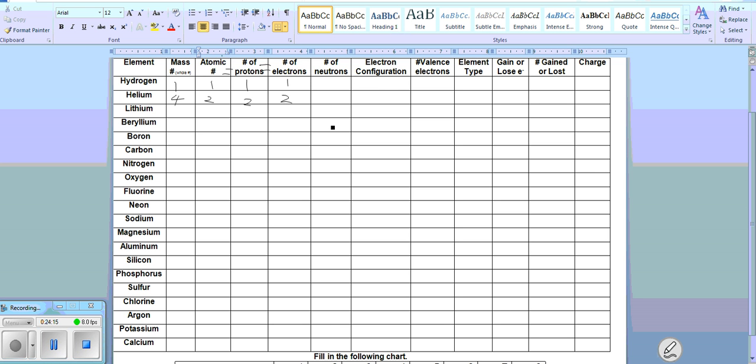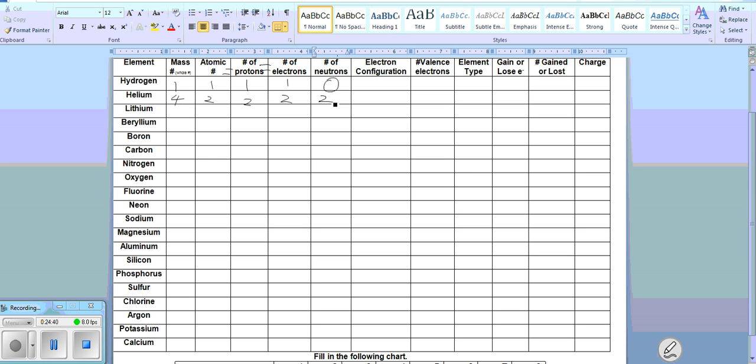So, for hydrogen, it's going to be mass, 1, minus protons, 1. Number of neutrons is 0. For helium, it's mass, 4, minus number of protons, 2, and that is 2. By coincidence, this 2, number of neutrons, happens to match number of electrons, protons, and the atomic number. It's not always equal, as you can see with hydrogen.